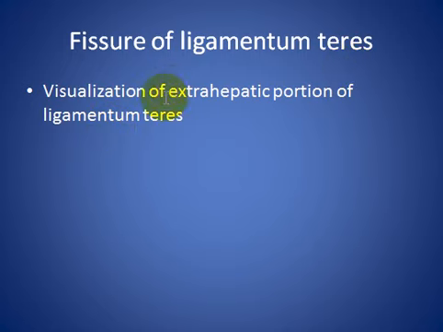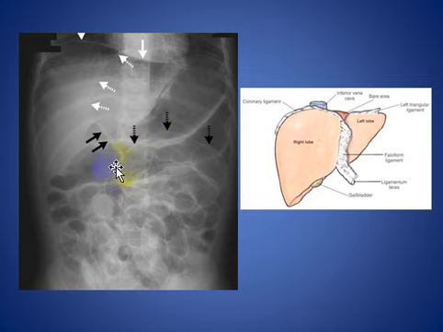Fissure of ligamentum teres sign is visualization of the extrahepatic portion of the ligamentum teres. As we see here, this is the ligamentum teres sign, and here we see the falciform ligament sign, and here the regular sign.